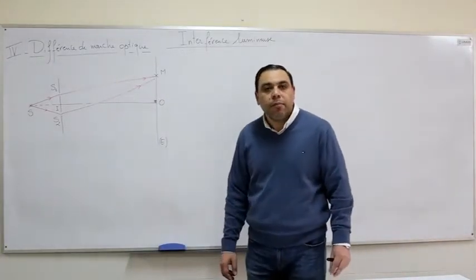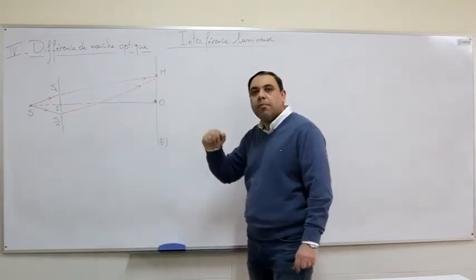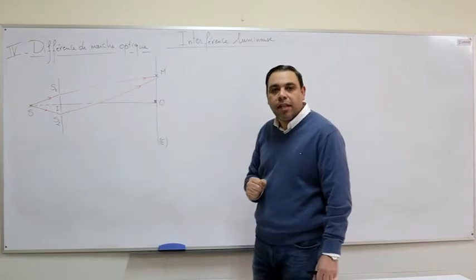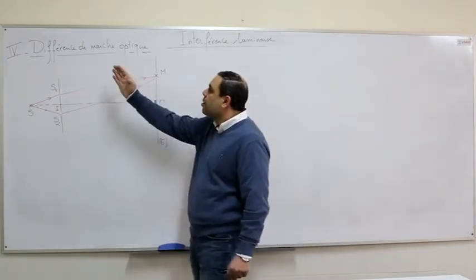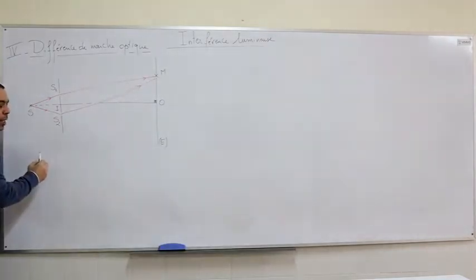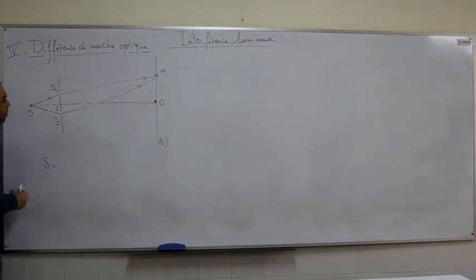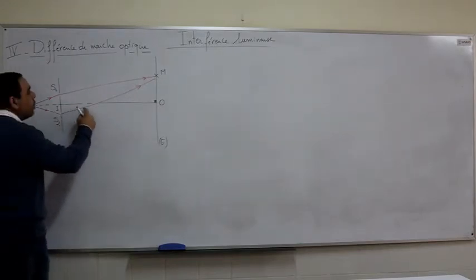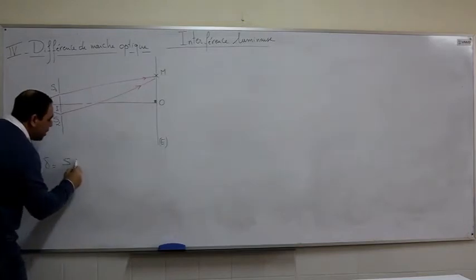This paragraph is very important for determining the vibratory state of a certain point M of the interference pattern on the observation screen. The important concept of this paragraph is the optical path difference. The optical path difference is denoted by the lowercase delta, which is the difference between the two paths SS2M and SS1M.